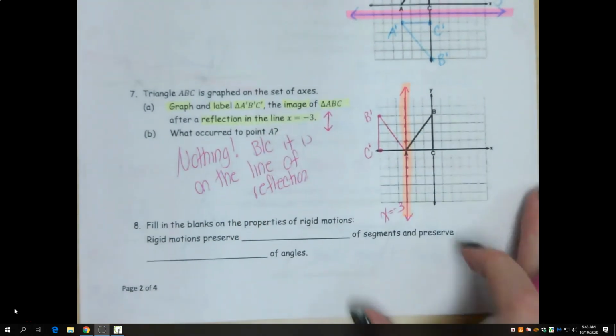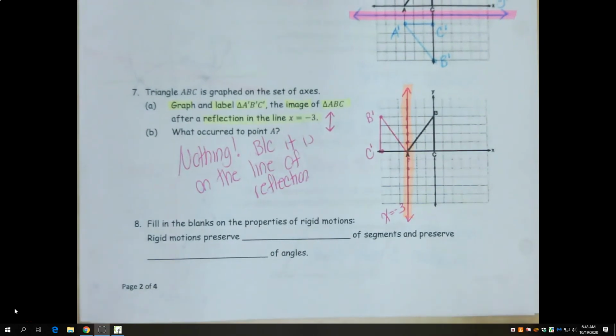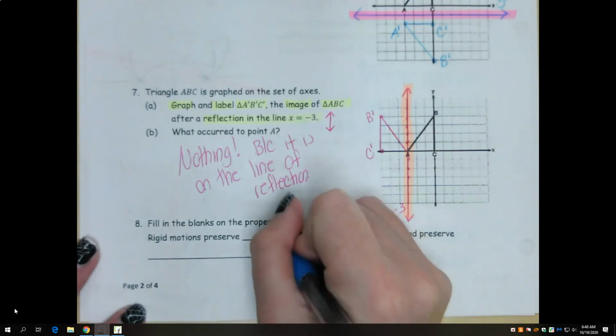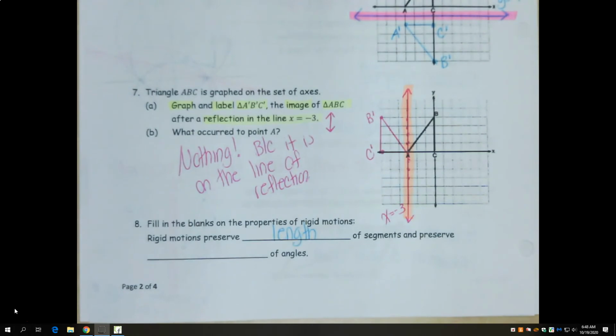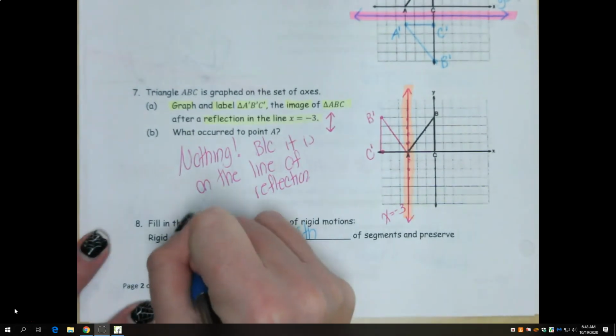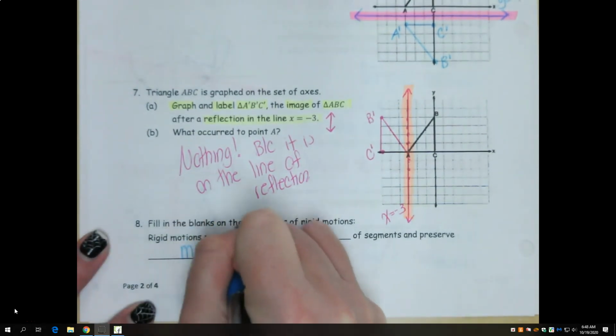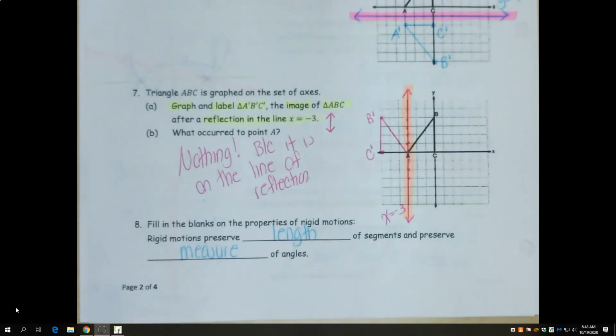All right, boom. Let's look at number 8. It says fill in the blanks on the properties of rigid motions. Rigid motions preserve what of segments? Well, it preserves the length of segments. All right, and what else does it preserve? It also preserves the measure of angles. All right, meet you on the next page.